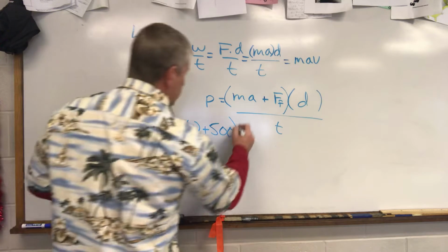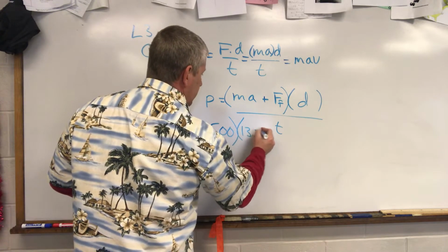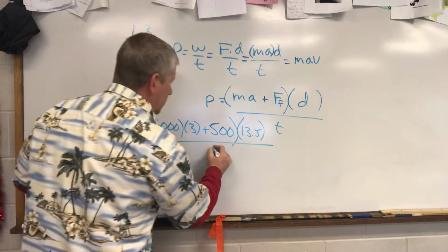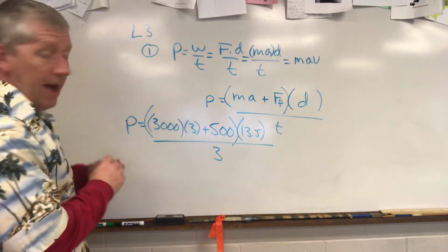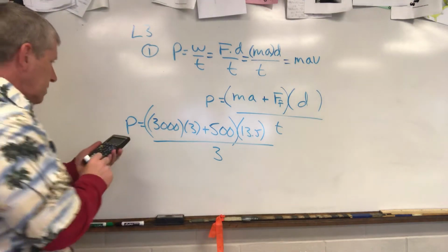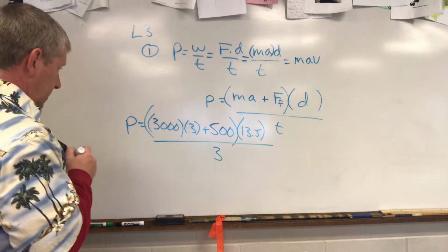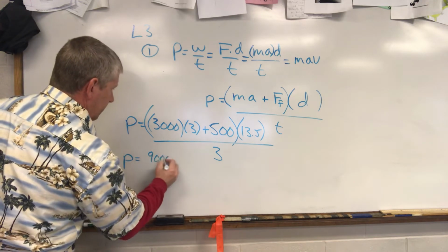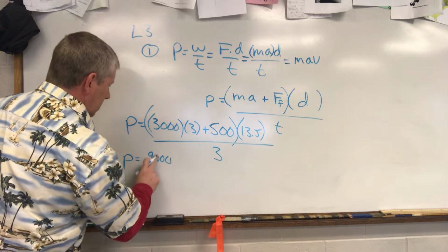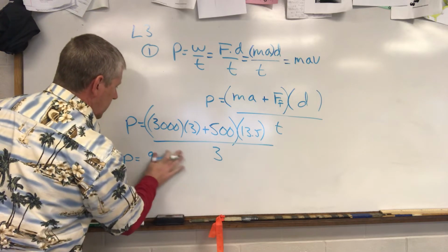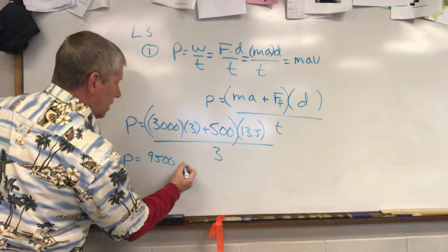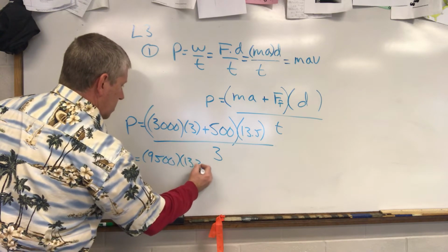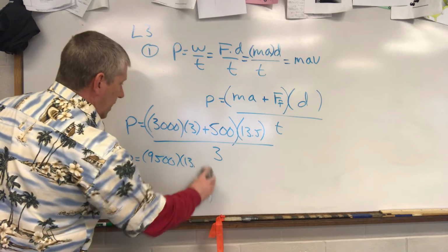Okay. The distance that we traveled while this thing is accelerating was 13.5 meters. The time that this whole thing takes place is 3 seconds. So I'm going to do the math on that and see what we get. Okay, so this is 9,000 plus 500, so 9,500 times 13.5, and actually divided by 3.